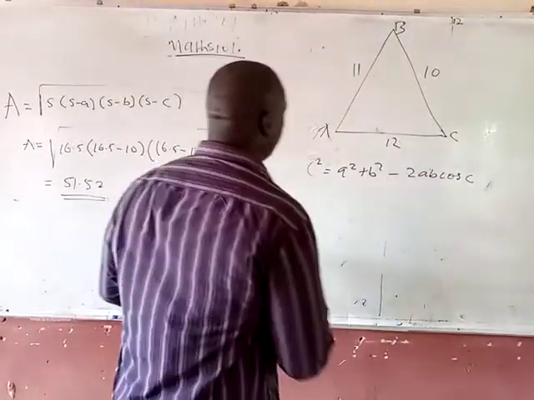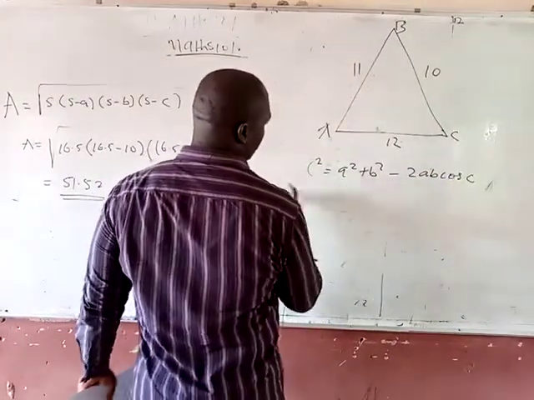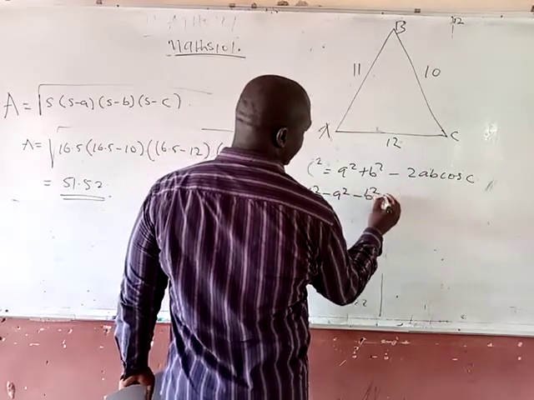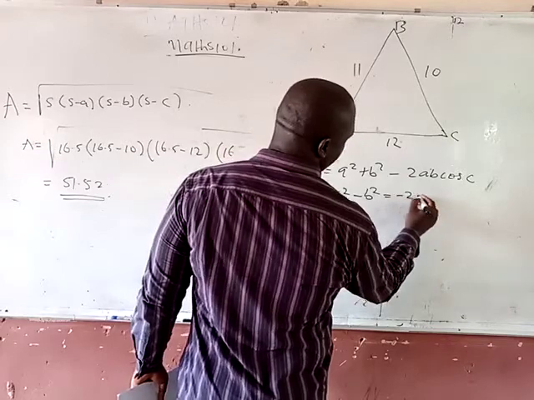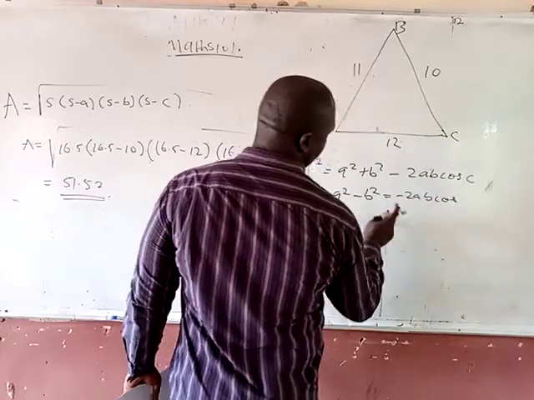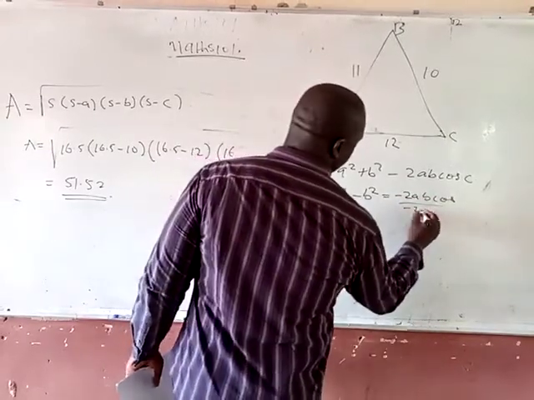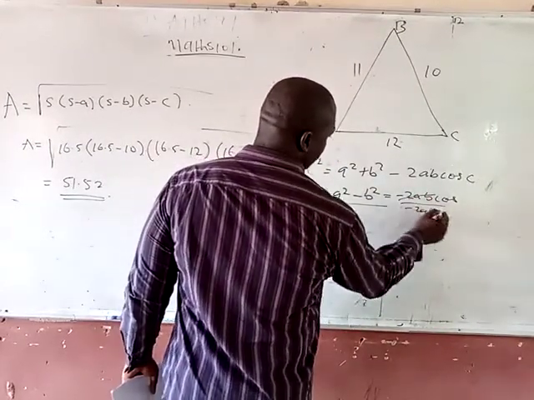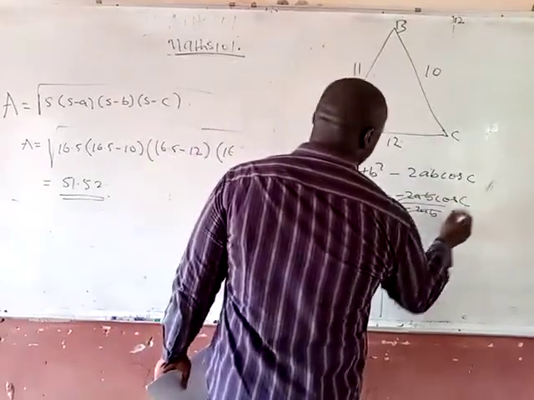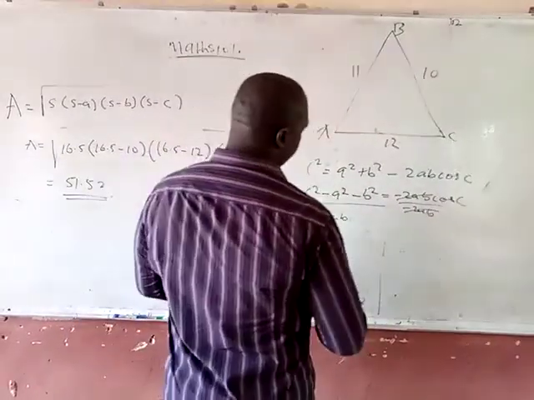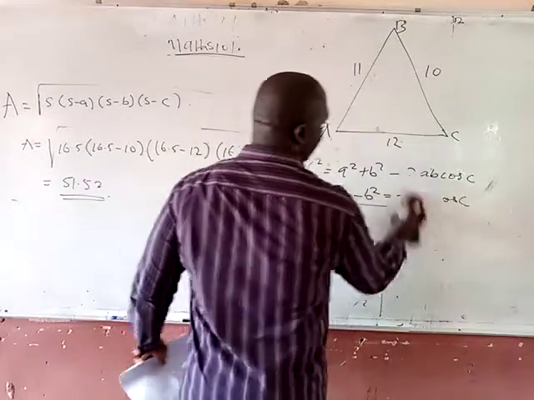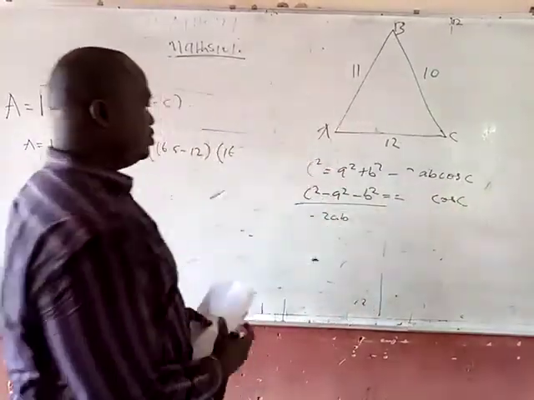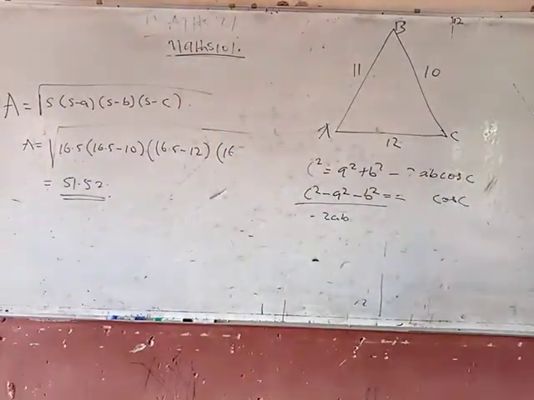So all you need to do is collect, and this will cross the equality sign. So you have C squared minus A squared minus B squared is equal to minus 2ab cos C. So you divide everything by minus 2ab. This will cancel this. So you will now be left with what? Cos C will now be this. So you have that cos C is equal to this, right? So all you need to do is insert the formula and calculate cos C.